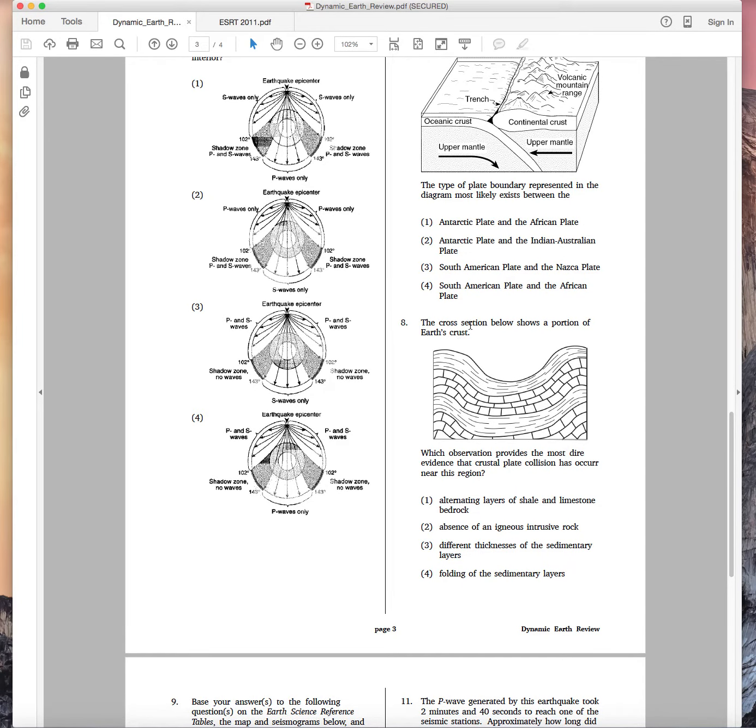Okay, number 8. The cross-section below shows a portion of the Earth's crust. Which observation provides the most direct evidence that crustal plate collision has occurred near this region? Okay, so the most direct evidence will be located here. All these layers have been folded like a piece of paper.